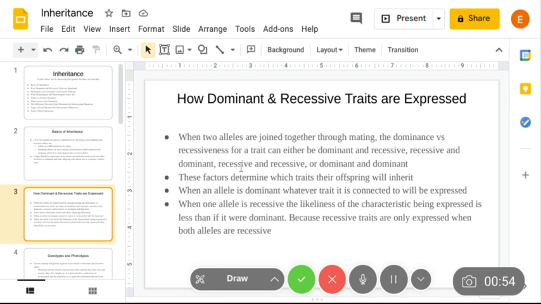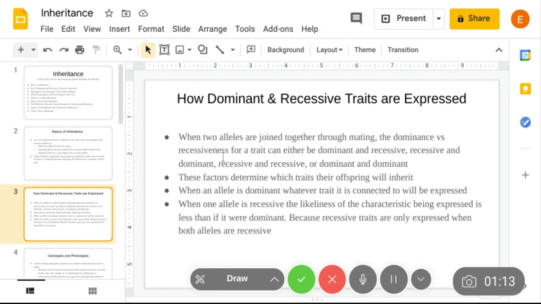When two alleles are joined together through mating, the dominance versus recessiveness for a trait can either be dominant and recessive, recessive and dominant, or dominant and dominant. These factors determine which traits their offspring will inherit.